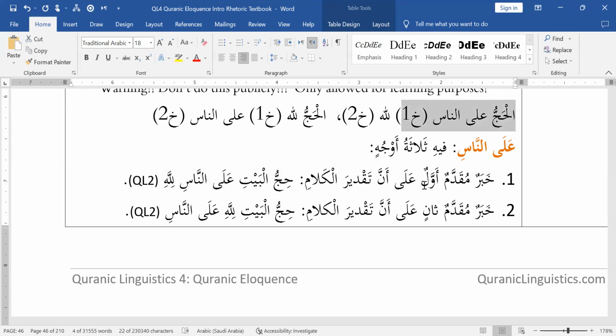الحج على الناس. If this is your taqdeer, if this is how you order the syntax and it's valid, then it justifies saying that على الناس is خبر أول, خبر مقدم أول. If on the other hand you reorder the syntax to be this, الحج لله على الناس, then of course it's خبر ثان, and the تقدير is حج البيت لله على الناس.